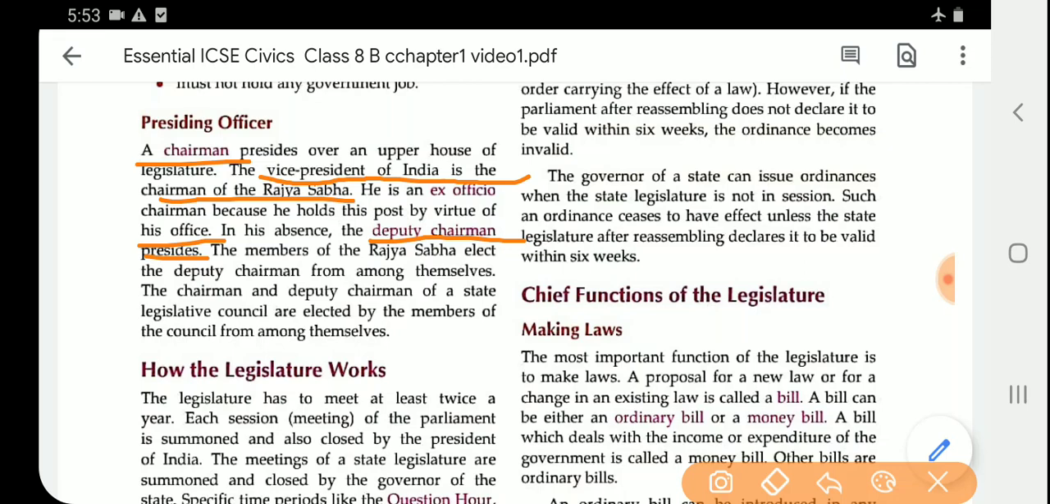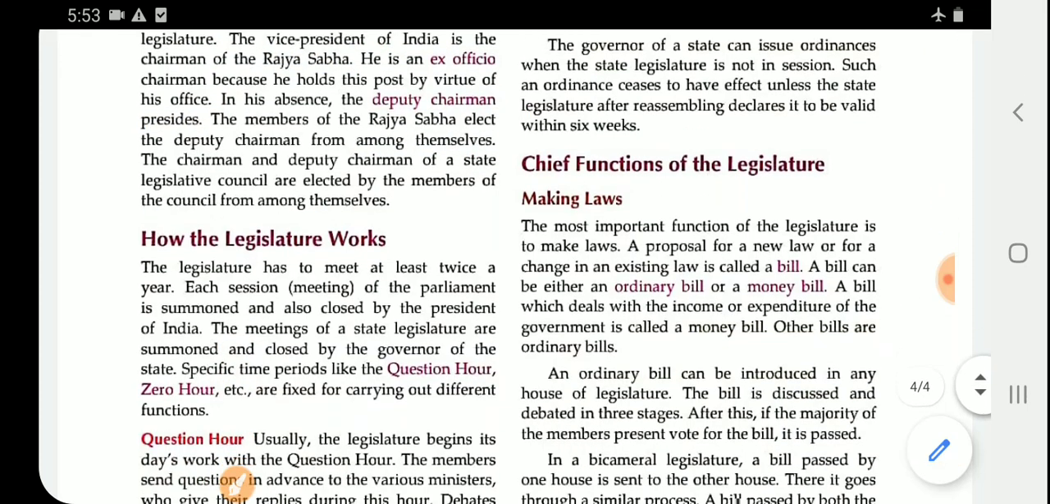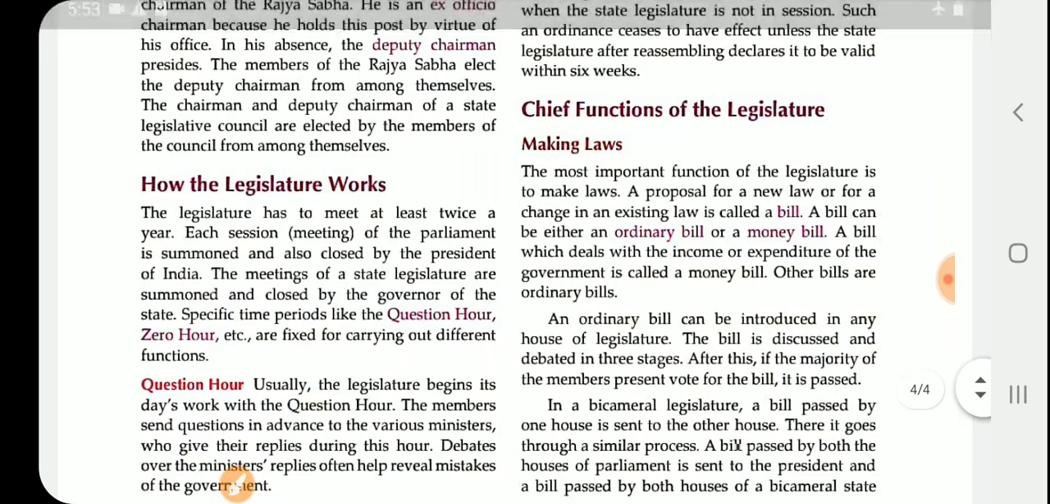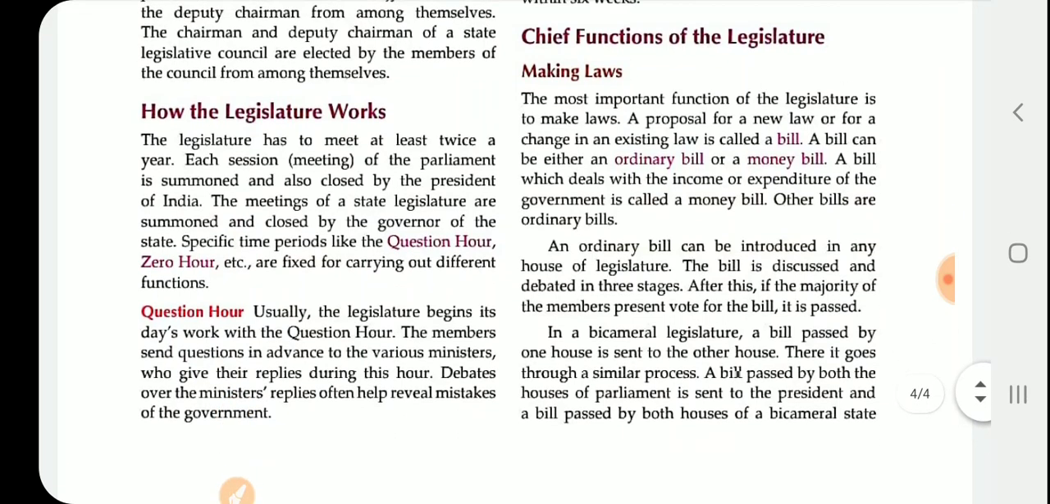The members of the Lok Sabha elect the deputy chairman from among themselves, the same process as we had read in the lower house. The chairman and deputy chairperson of a state legislative council are elected by the members of the council among themselves. Now, how does the legislature work, what is the process of their work, and how do they do their work?